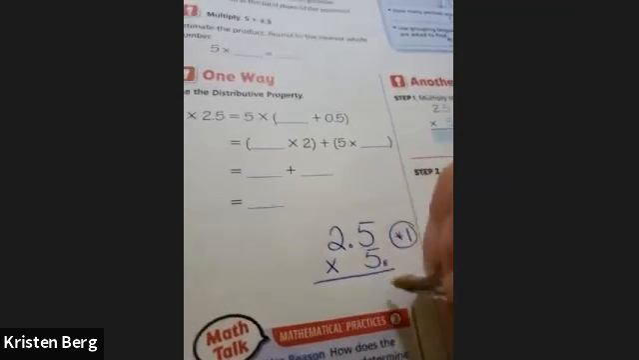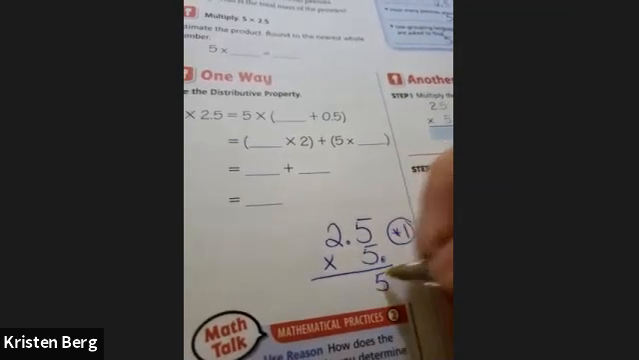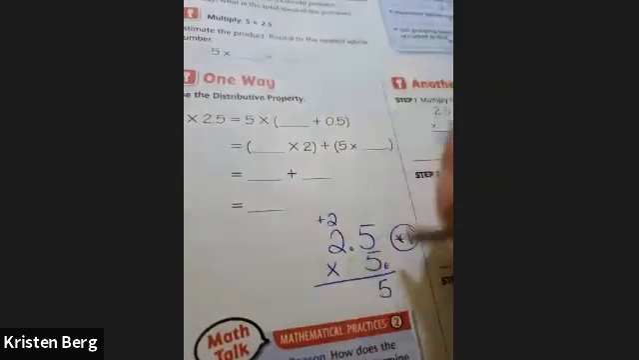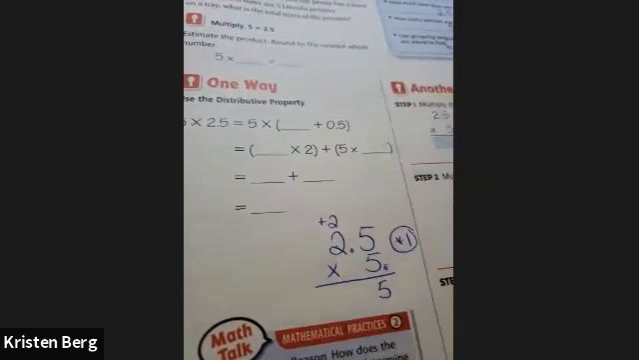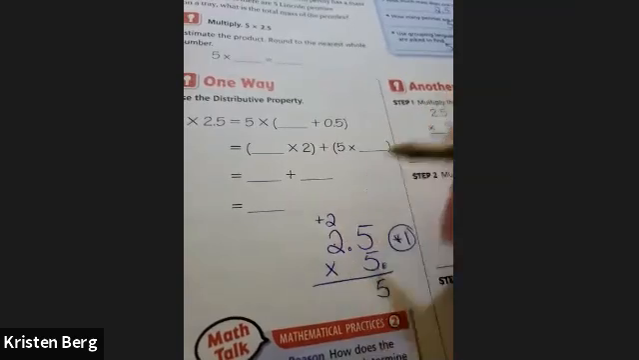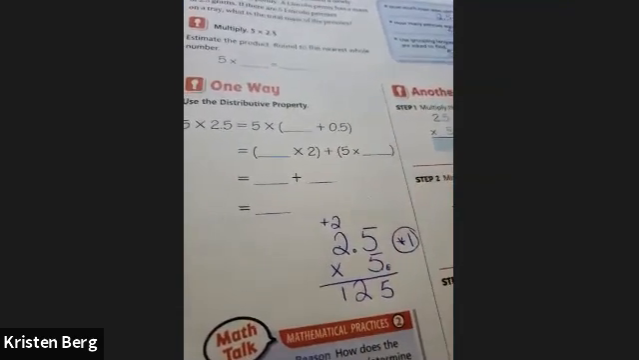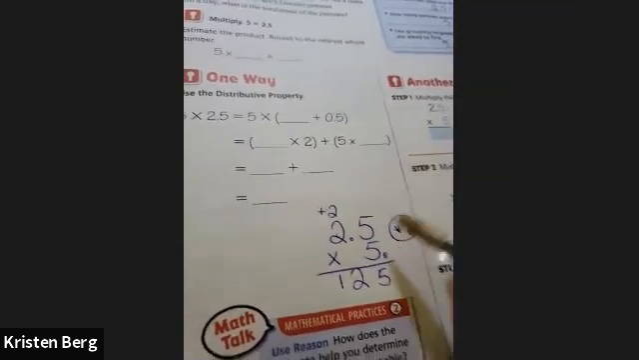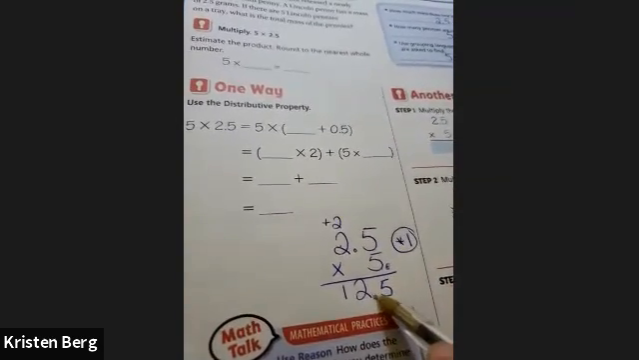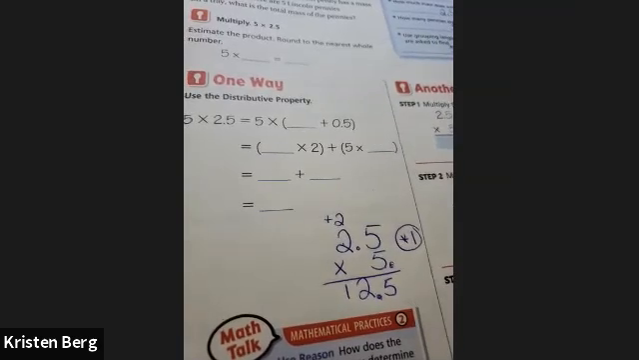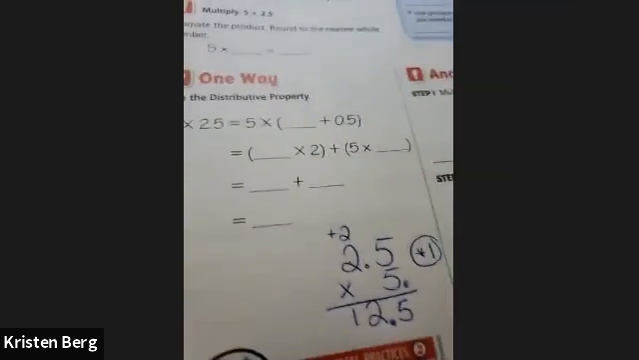All right. So 5 times 5 is 25. Carry your 2. Then 5 goes to 2. 5 times 2 is 10, plus 2 is 12. And then you move in your decimal 1 place. So your answer is 12 and 5/10. So that is your answer for that.